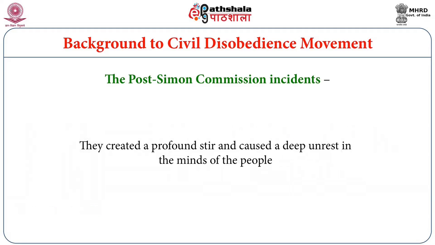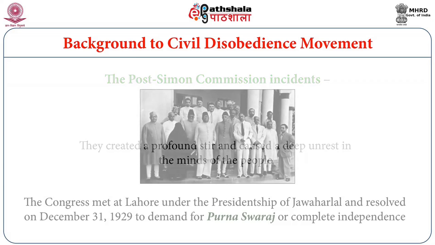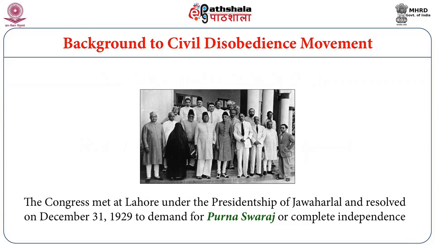These created a profound stir and caused a deep unrest in the minds of the people. As a result, after these incidents, the Congress met at Lahore under the presidency of Jawaharlal Nehru and resolved on December 31st, 1929 to demand Purna Swaraj or complete independence. This was an important beginning for the further progress of the national movement.